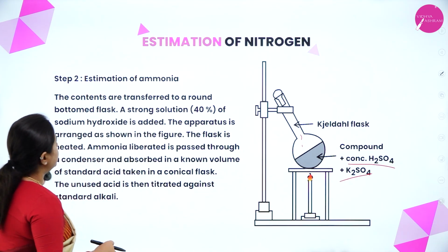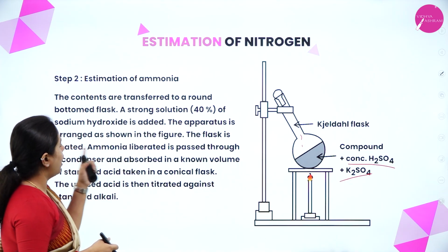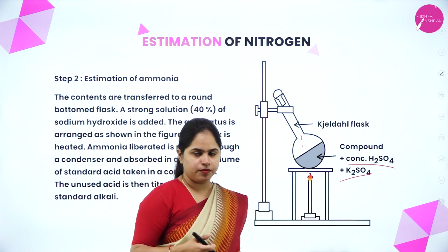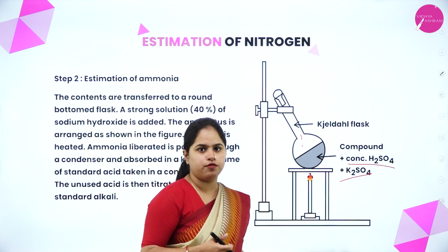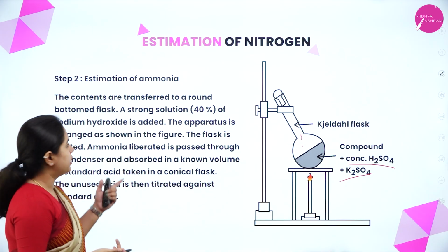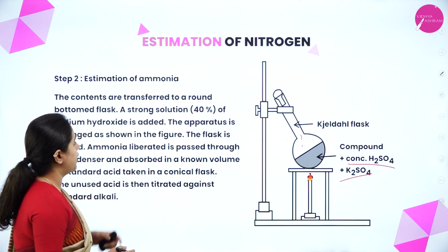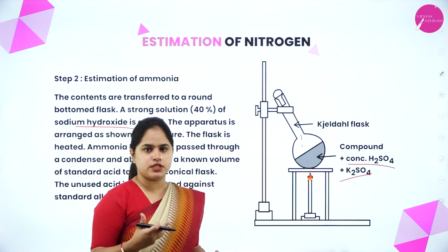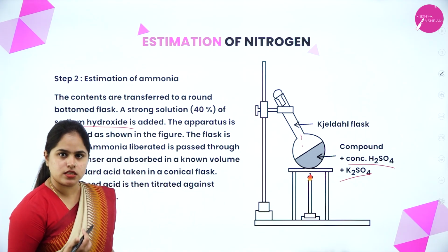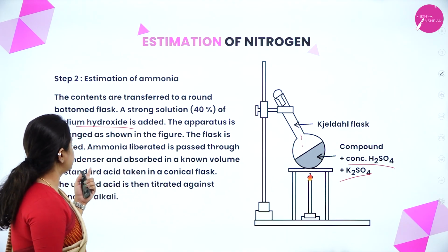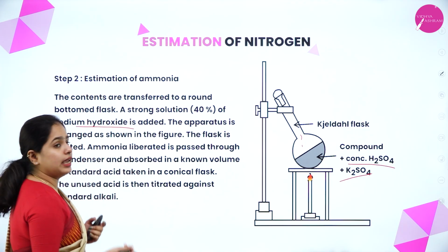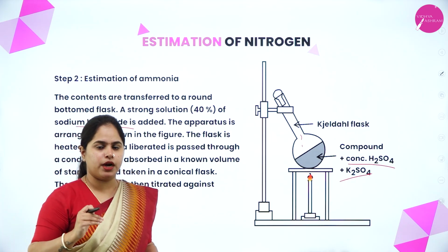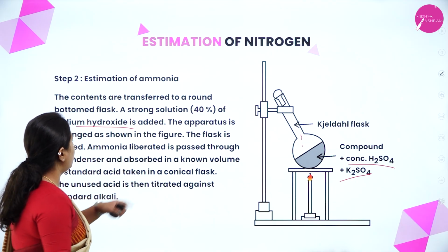Now the next step is estimation of ammonia. The contents are transferred to a round bottom flask. Now once this step is done, we add a strong solution of sodium hydroxide. Then this mixture, which contains ammonium sulfate, is reacted with excess of sodium hydroxide. Now the apparatus is arranged and the flask is heated. Again the flask is heated, that is ammonium sulfate plus sodium hydroxide is heated, right? And the ammonia is liberated.